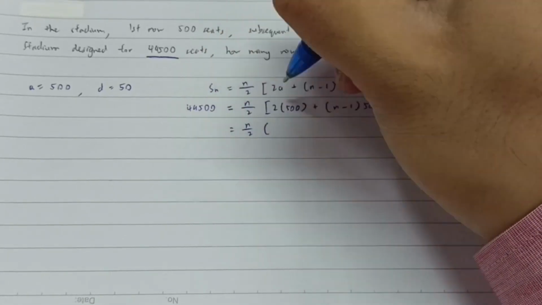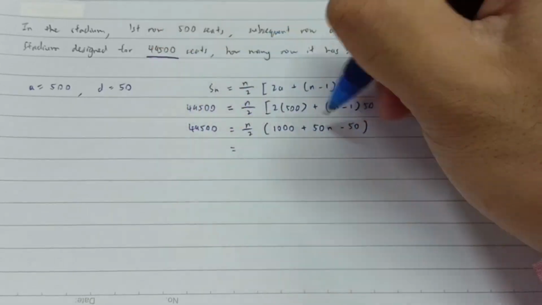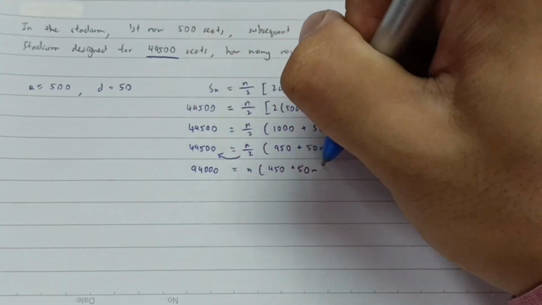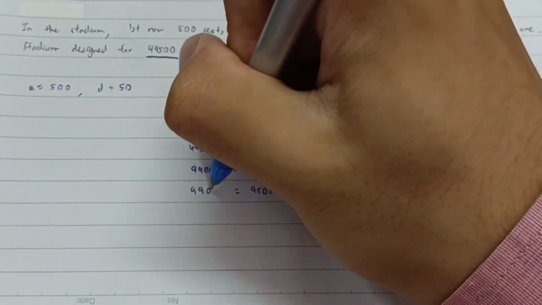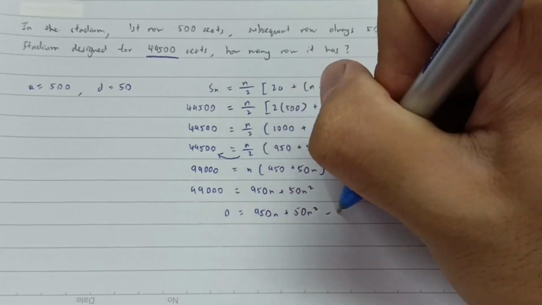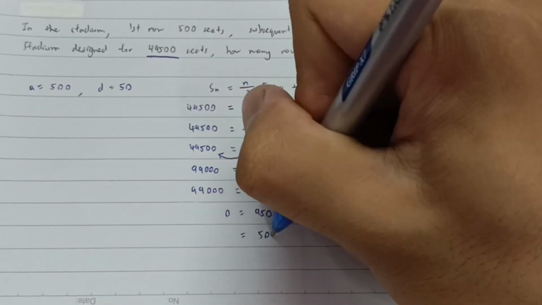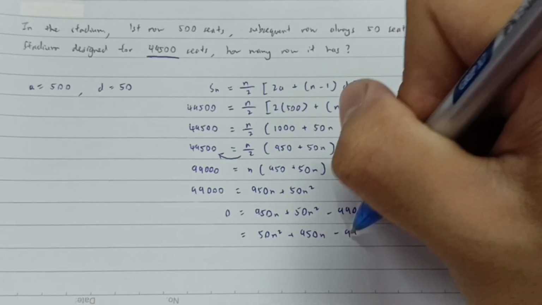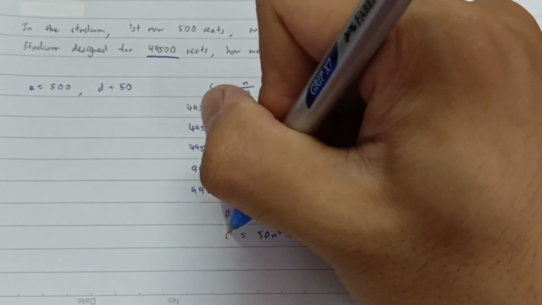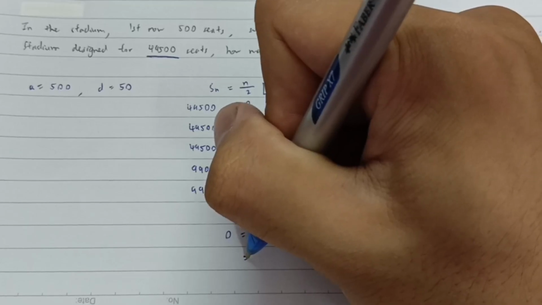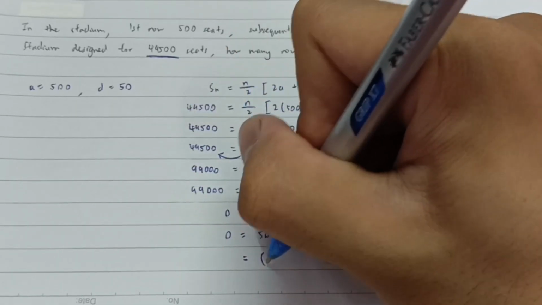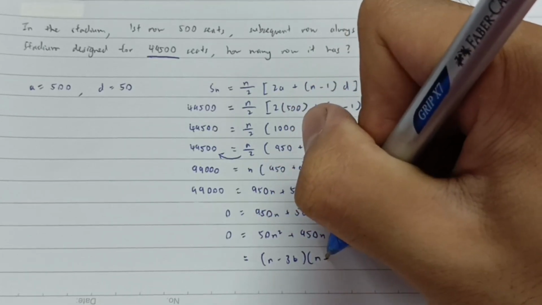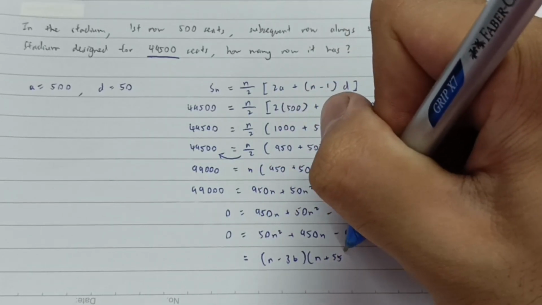Alright, so now we expand the 50 and minus 50 here. Right, so now 2 times 500 is 1000, minus 50, so we get 950. Okay, now we bring the 2 over, so we end up with 50n squared plus 950n minus 99,000. Alright, now we do factorization. So once we did the factorization, we get n minus 36, then n times n plus 55.